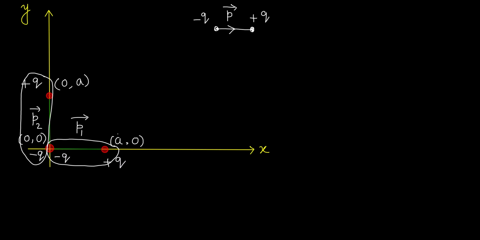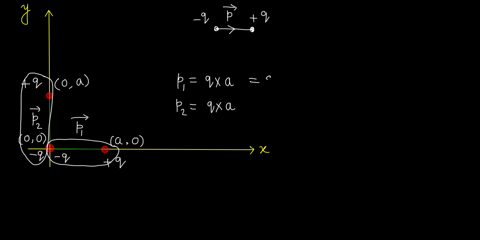So let's find the magnitude of p1 and p2. The magnitude of dipole moment is defined as either charge multiplied by the separation between the charges. So for dipole moment p1, the magnitude of either charge is q and the separation between the charges is a, right? So it is q into a. Similarly, dipole moment p2 will also have the same magnitude: either charge is q multiplied by the separation between the two charges, minus q and plus q, which is again a.